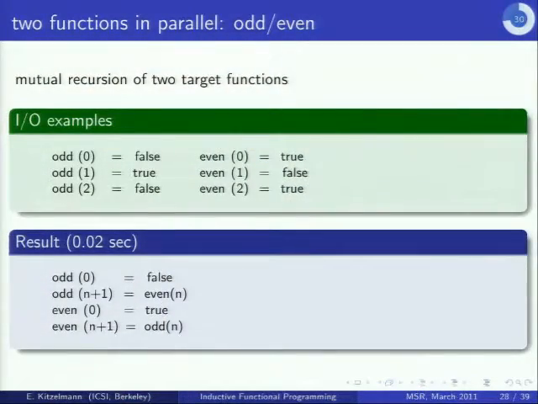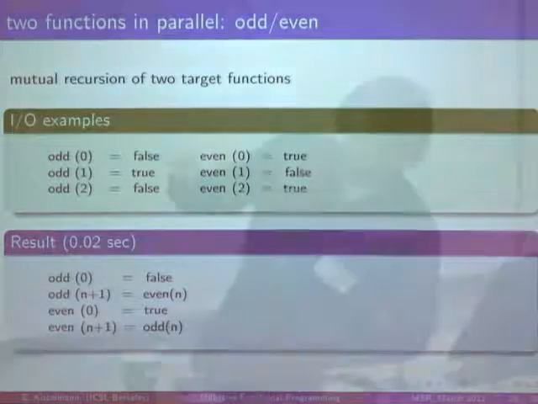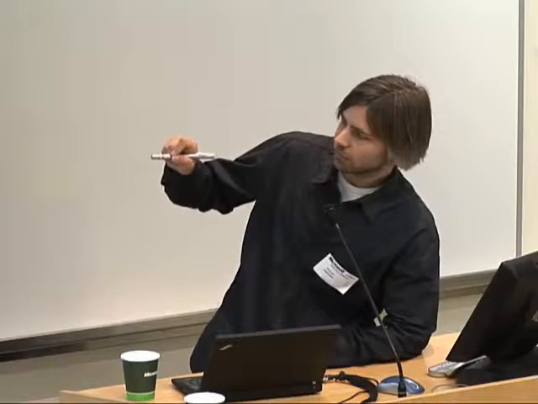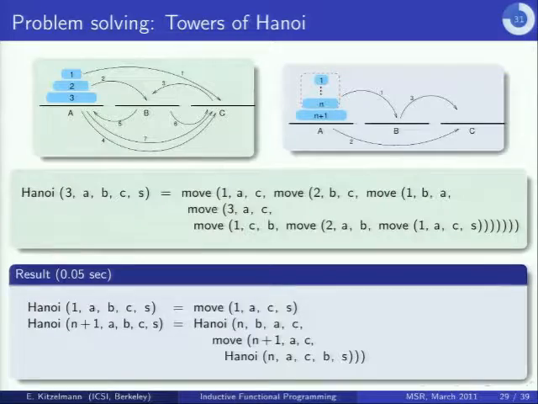Okay, here's an example where we have specified two target functions, odd and even, over natural numbers this time. And the synthesized solution is this one, where odd calls even and even calls odd.